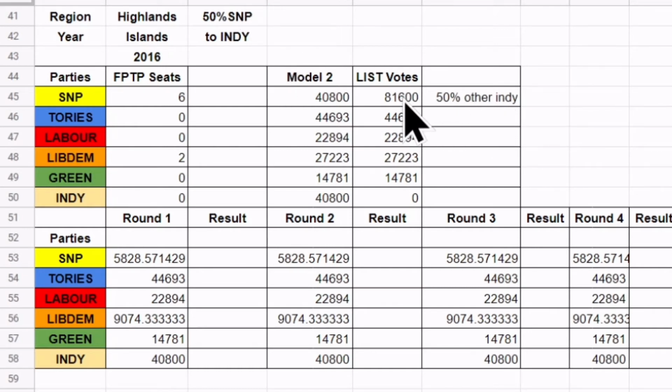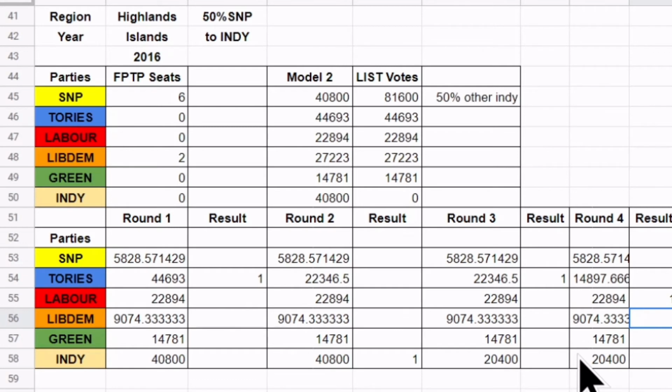So again, we take 50% of the SNP votes, and this time we add them to whatever the Indie party got on the list, which in this model is they didn't start off with anything. So they're getting 40,800 votes. So in round number 1, the Tories, they win. That's amazing. And in round number 2, that will be the little Indie party down there with their 40,000. And round number 3, it's going to be the Tories again. In round 4, that will be Labour.